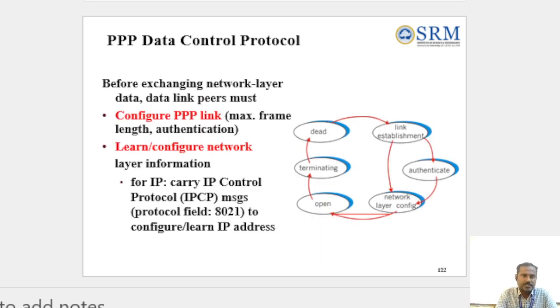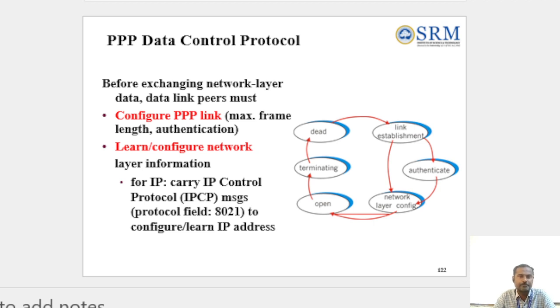Then at last we are going to see about the PPP data control protocol. What is that? PPP DCP, that is PPP data control protocol. Before exchanging network layer data, data link peers must do two things. One is to configure the PPP links, the other is to configure the network, or learn the network. These two things have to be carried out before exchanging the data in the network layer.